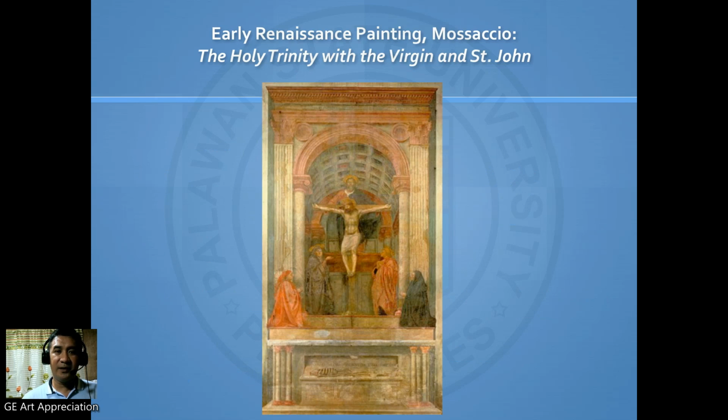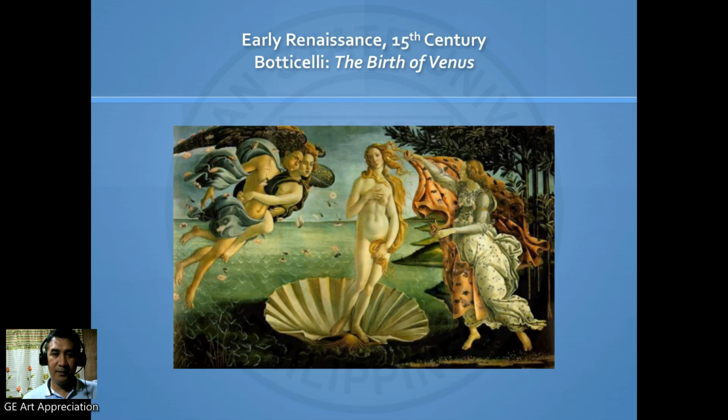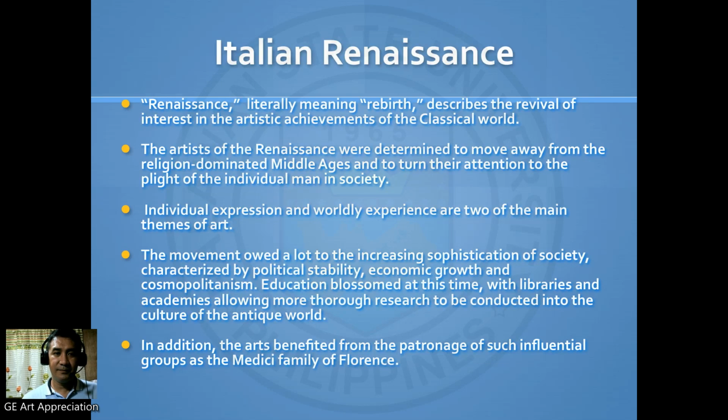Okay, so these are the early Renaissance paintings. This is by Masaccio, the Holy Trinity with the Virgin and Saint John. Again, The Birth of Venus by Botticelli. This is also in the 15th century, early Renaissance.